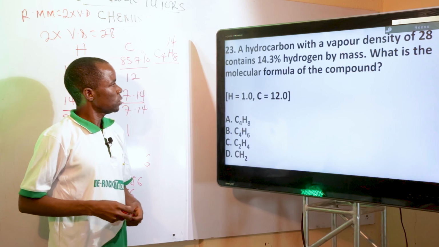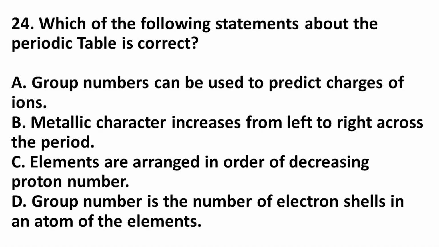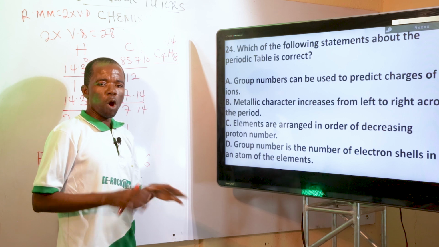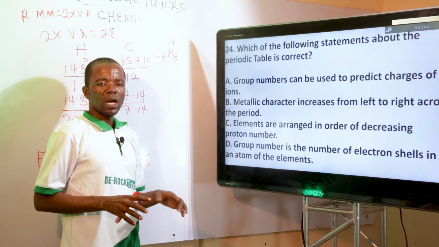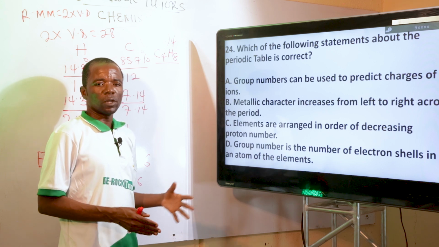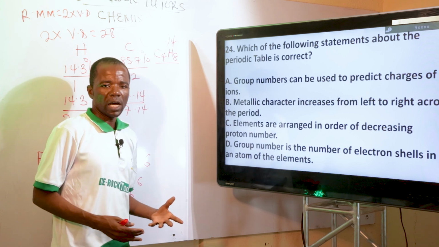Let's go to number 24. Which of the following statements about the periodic table is correct? A. Group numbers can be used to predict charges of ions. We don't need to go forward. That's the correct answer. Because every element in group 1, all alkali metals, have a charge of +1 on them. That's why we have Na+, K+, Li+, and so on and so forth.